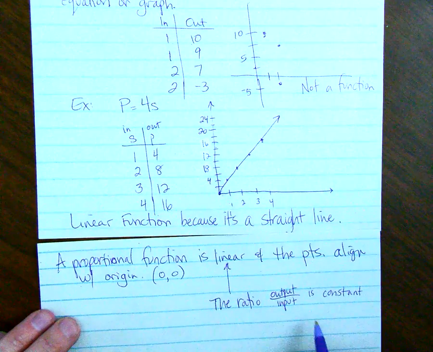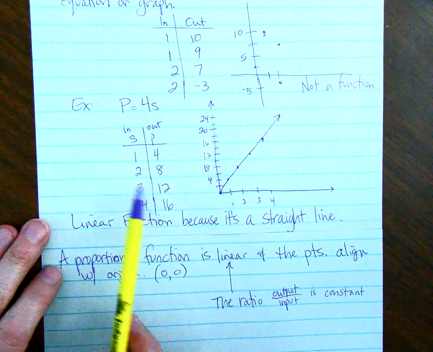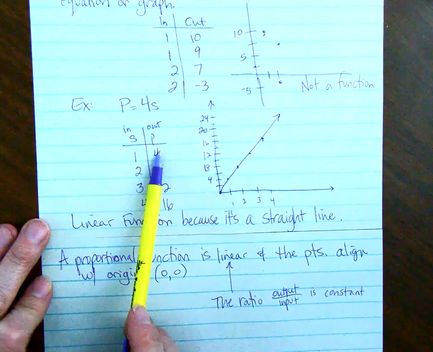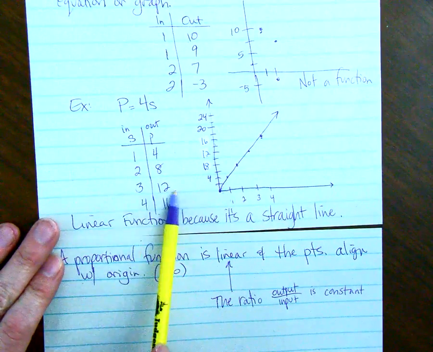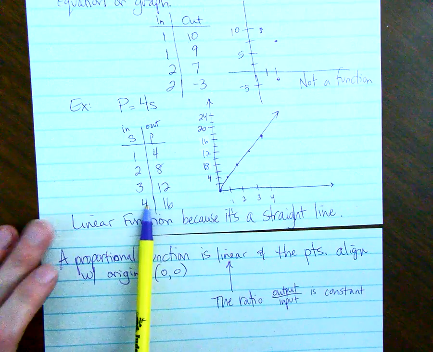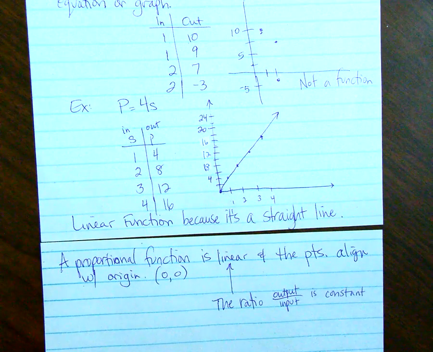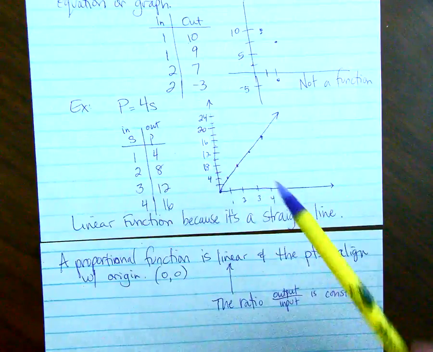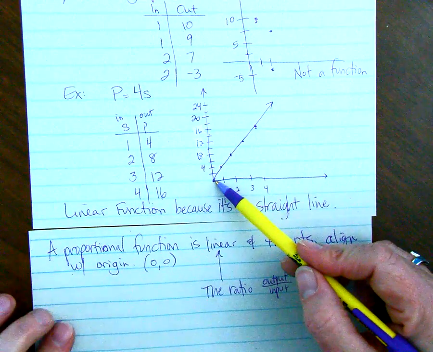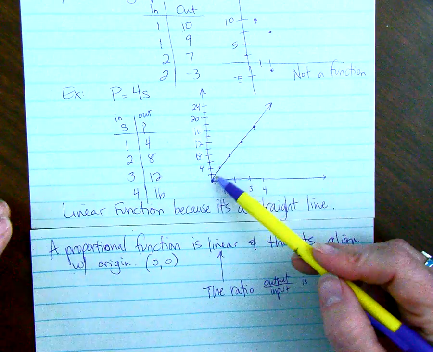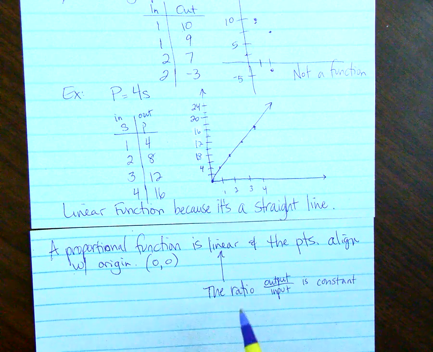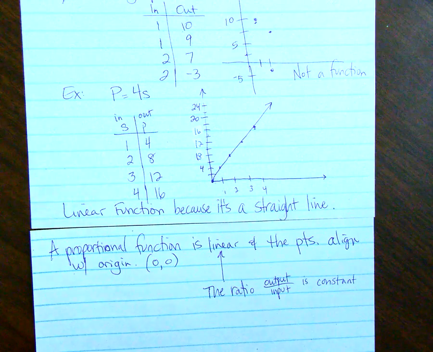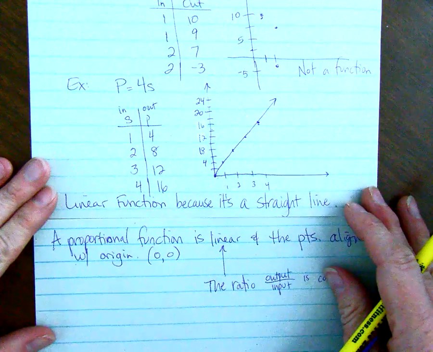If you look at our table up here, the output 4 divided by 1 gives me 4. 8 divided by 2, I get 4. 12 divided by 3, I get 4. 16 divided by 4, I get 4. It's a constant. It's constantly 4. And it goes through the origin 0, 0. So it has to have both those things, and then it would be considered a proportional function.